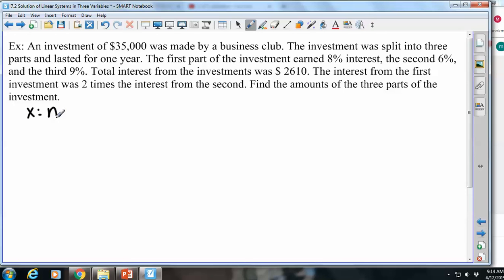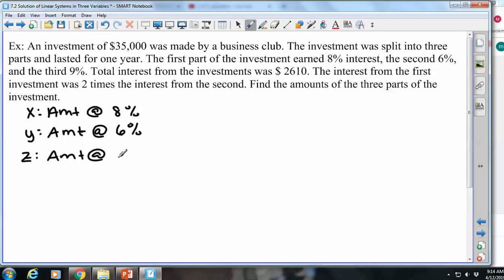Okay, so word problems you have to define your variables. So I'm going to say x is the amount at 8%. Y then would be my amount at 6%. And z is the amount at 9%.